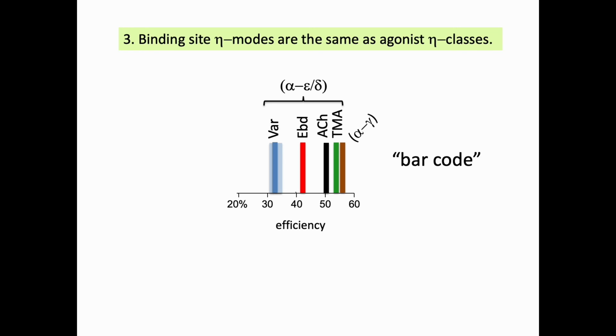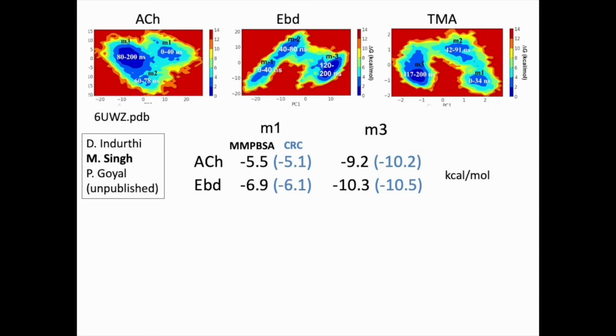So binding site modes, this is the third pattern. The first pattern is there are classes. The second pattern is there are multiple classes. The third pattern is the classes and modes are the same.